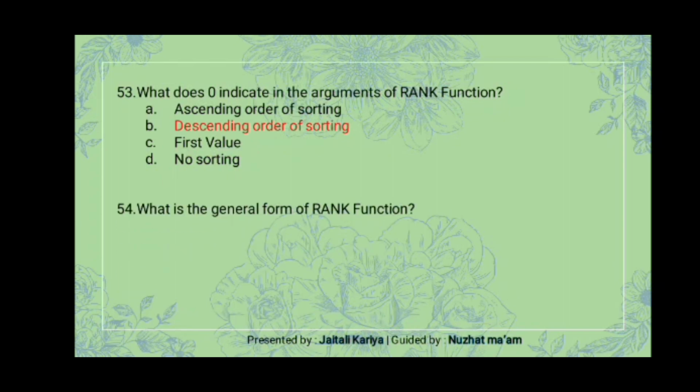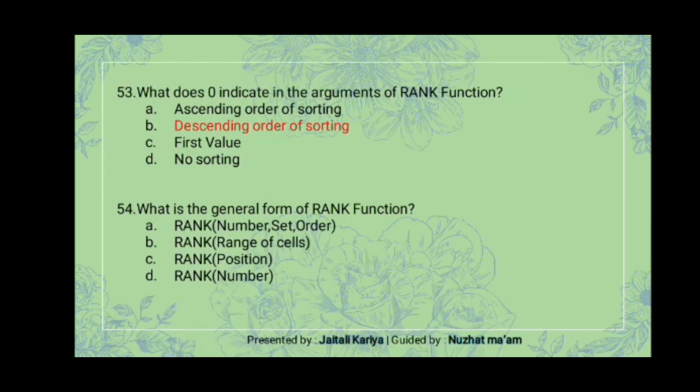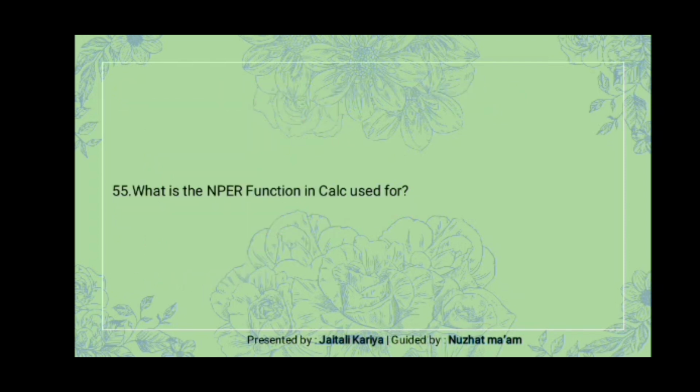54th. What is the general form of rank function? A, rank into the bracket number set order. B, rank into the bracket range of cells. C, rank into the bracket position. And D, rank into the bracket number. And the correct answer is A, that is rank into the bracket number set order.